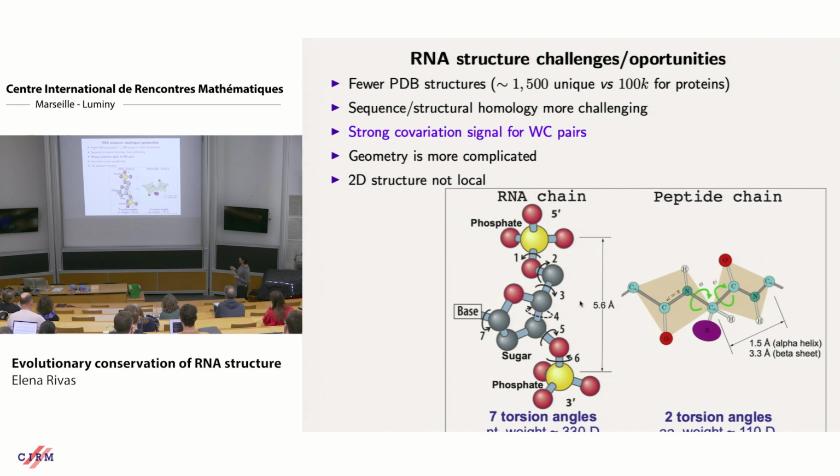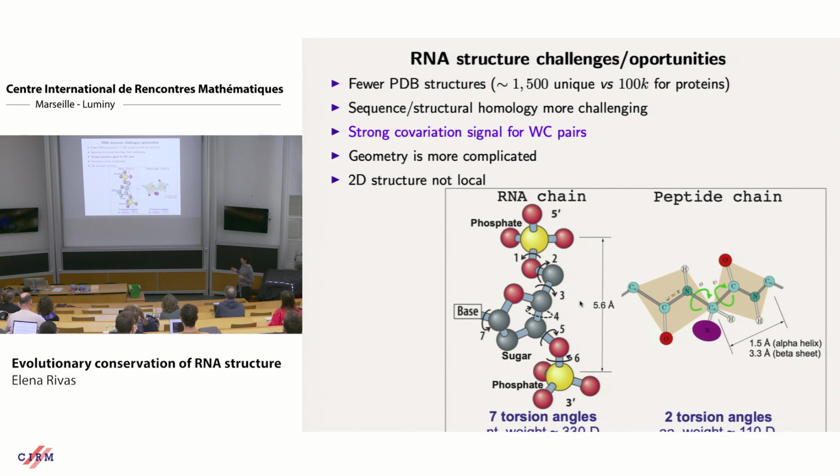The other thing is that the geometry is way more complicated. An RNA nucleotide, so this is just a base between 2 phosphates, is much larger. For proteins, you only need 2 torsion angles to get from one amino acid to another. In this case, you need 7. And here you can tell the 2D structure from that.